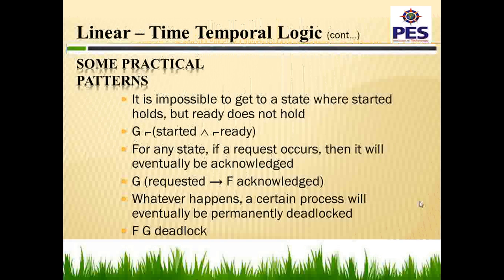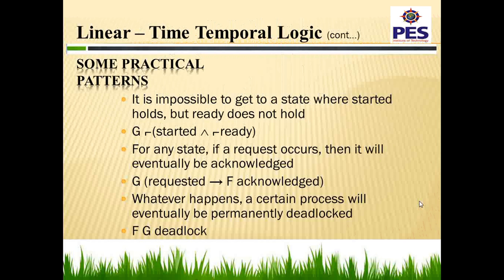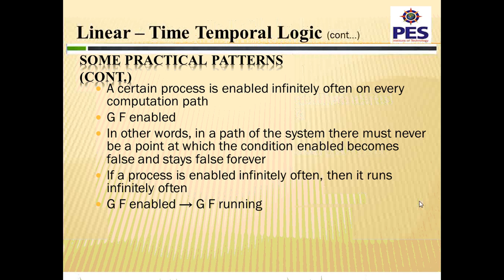Some practical patterns. It is started but not ready does not hold. G globally: started and not started, overall is not started globally. For every state, if a request occurs, then it will eventually be acknowledged. If we request in one state, that should produce an acknowledgement. The system is eventually enabled, and it will eventually be permanently deadlocked: eventually and globally a deadlock.